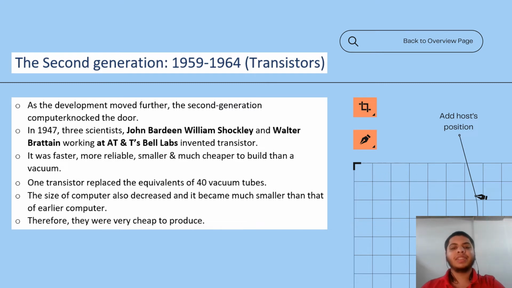The second generation computers. Transistors replaced the vacuum tubes and ushered in the second generation of computers. One transistor replaced the equivalent of 40 vacuum tubes, allowing computers to become smaller, faster, cheaper, more energy efficient and more reliable. They still generated a great deal of heat, and that was a major cause of damage to the computer.